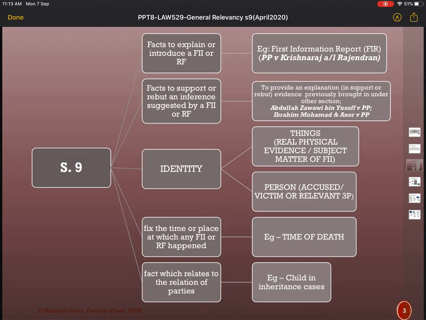So today we're going to look at evidence that shows identification. Now under Section 9, it only says evidence to show identification. When you talk about identification, you are talking about identification of a thing. This is where you are producing the real physical evidence, which could be the subject matter of the facts in issue. Say for example, you are tendering a knife, so you are tendering it to be marked as an exhibit. It will be tendering of real physical evidence.